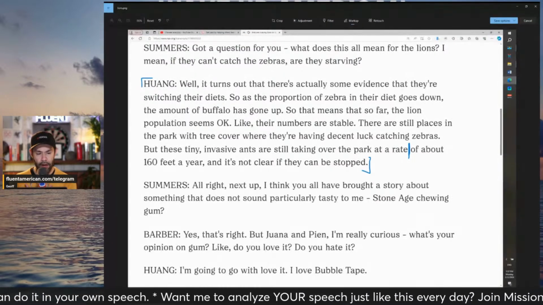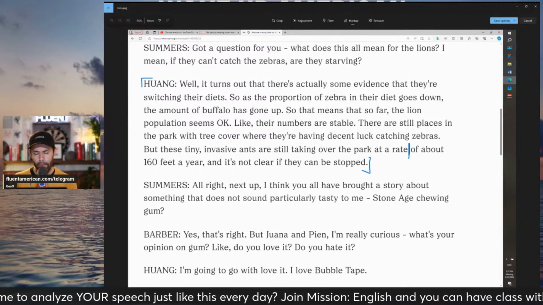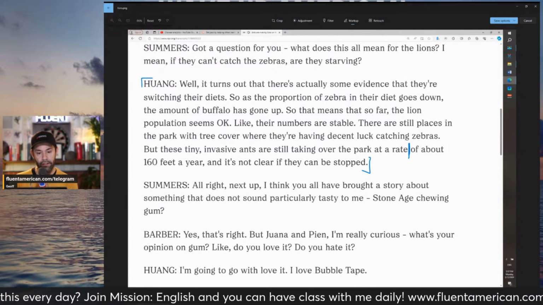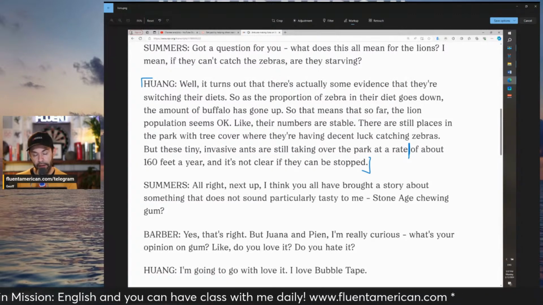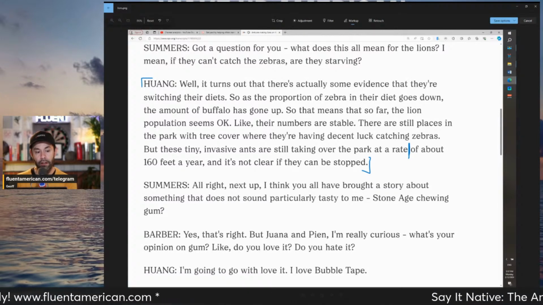The air feels a lot less able to flow and things like that. So by focusing more on the vowel sounds, well, it turns out there's actually some evidence for switching their diets. Versus, well, it turns out there's actually some evidence that they're switching their diets. You can hear the difference in sound there. This is going to affect your airflow.